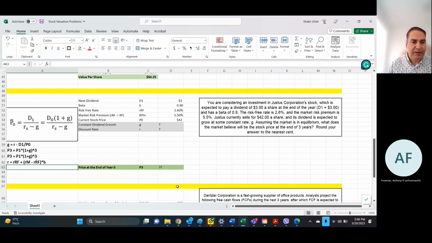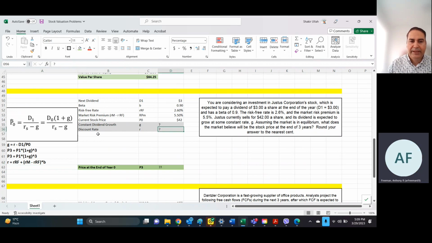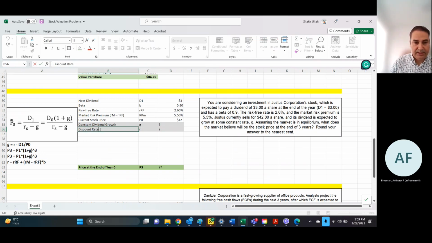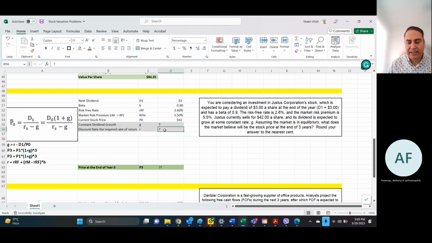Okay, that is the formula that we can use to find the required rate of return on the stock. So let's use this formula here and calculate that discount rate, or the required rate of return. We can also call this the required rate of return.